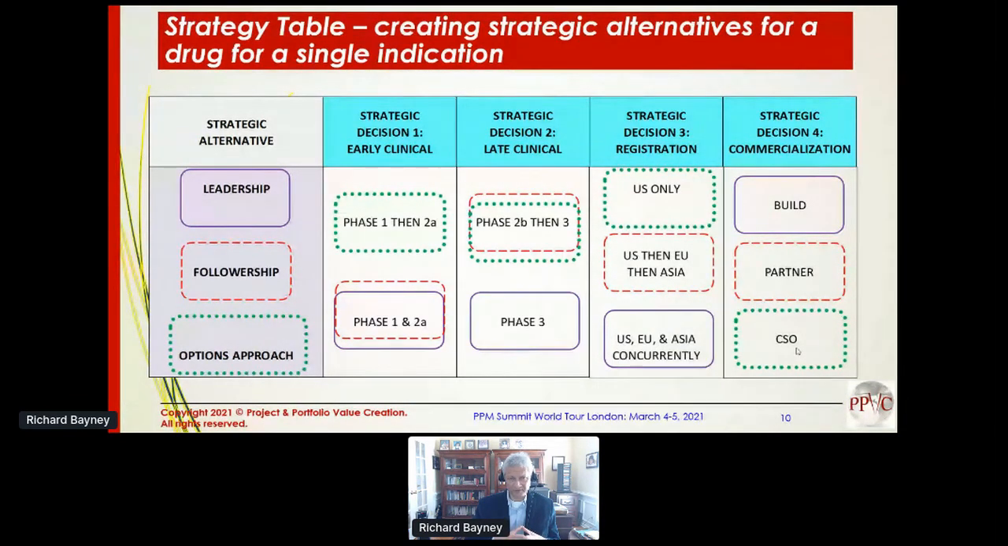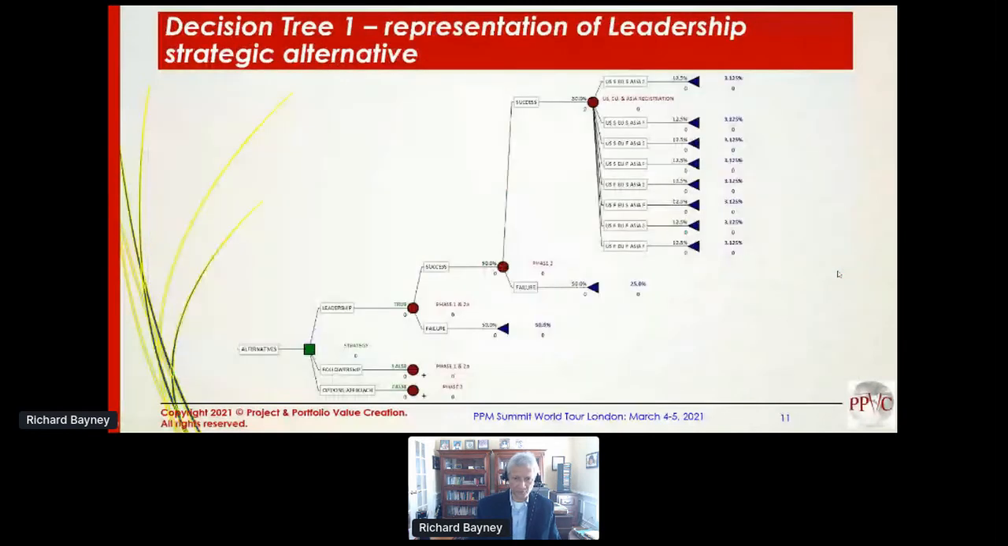Now, the challenge is going to be to value them, and on the basis of risk-adjusted value, determine which is the dominant alternative. So how does the leadership strategic alternative look with the application of decision analysis, in this case, decision tree analysis? Now, before I move to the next slide, please note, we're doing 1 and 2A concurrently, then moving to 3, doing all 3 regions from a registration perspective concurrently, and then building our own sales force. This is what the leadership decision tree alternative looks like.